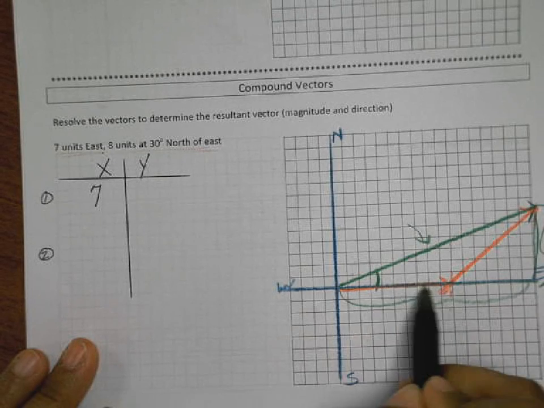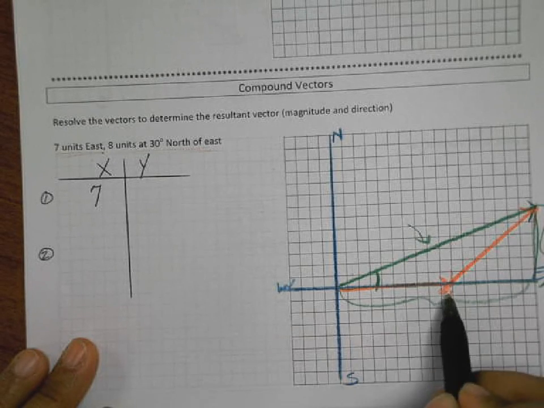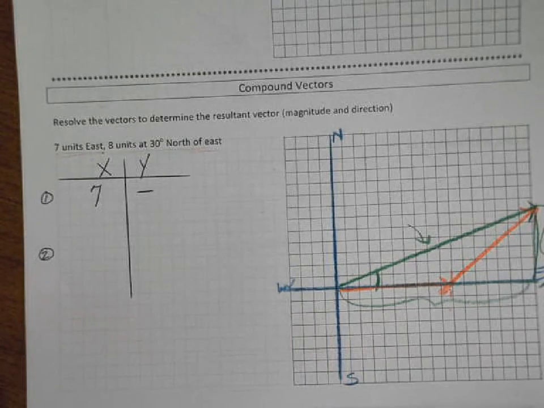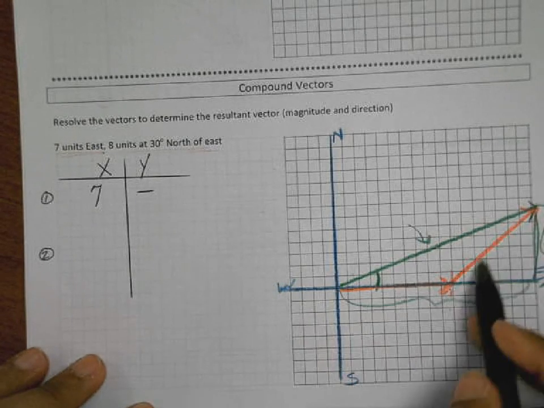I didn't move in the Y direction either way. I didn't go up or down. I just moved to the right. So I'm going to put a dash. What that does is that shows me that I did look at that component, I did evaluate it, and there is nothing there. Now I'm going to go to the second motion.